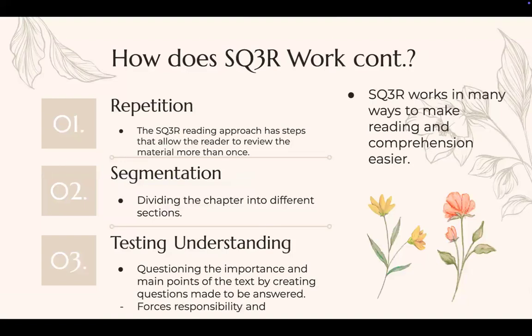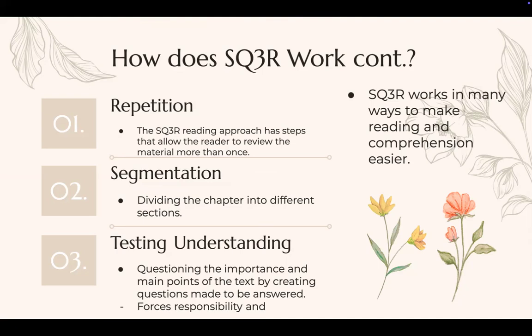Repetition is one of the best learning strategies to absorb information. The SQ3R reading strategy's first step and last 3 steps allow for the reader to review the material more than once. Segmentation. There are many textbook chapters that are over 30 pages, so segmenting the chapter into different sections allows you to focus on one thing at a time. Segmentation reduces the pressure that comes from reading heavy chapters and promotes slow and interactive attention to one thing.